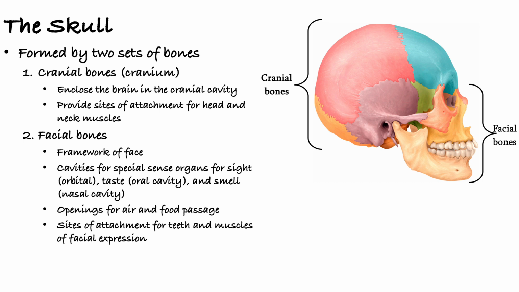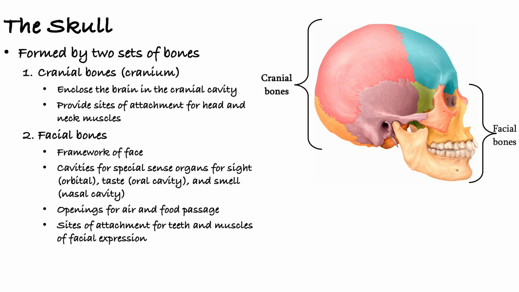The skull is formed by two sets of bones. We have the cranial portion and the facial bones. The cranial bones, also known as the cranium, are where you're going to find the brain in the cranial cavity. This is also important because it provides sites of attachment for your head and neck muscles.